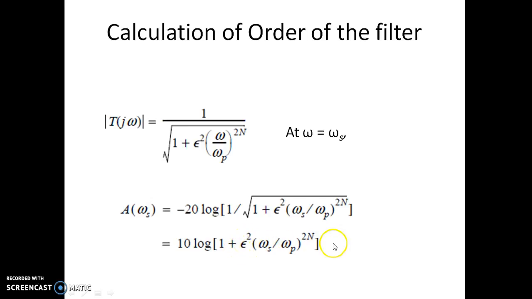So if we know the value of epsilon, omega s, omega p and the order of the filter, we can find A minimum, or the minimum required magnitude. Or if you know omega s, omega p and epsilon, we can find the order of the filter n. So let us take some examples in the coming videos and try to understand the usage of these equations.